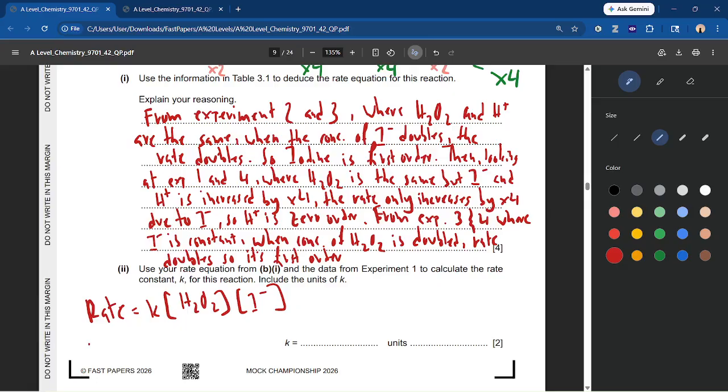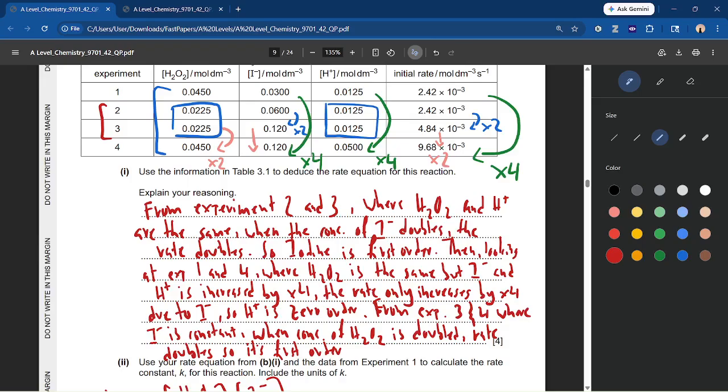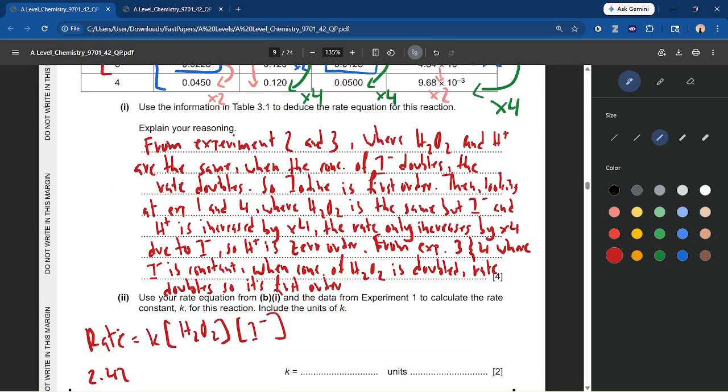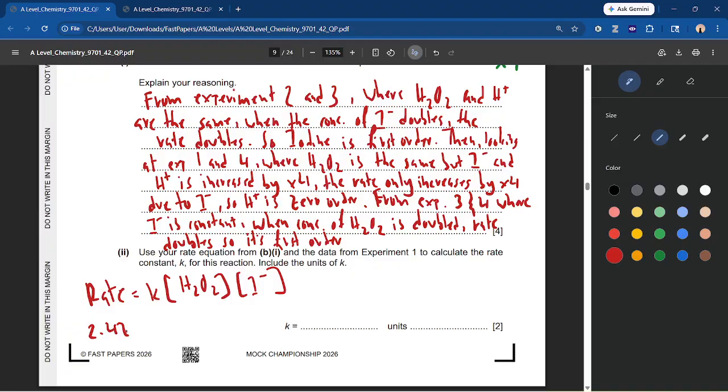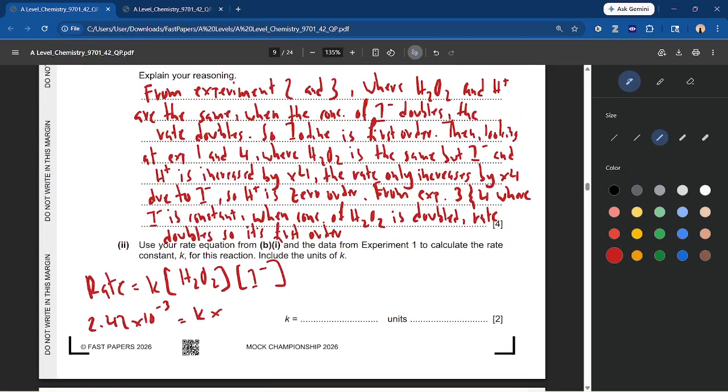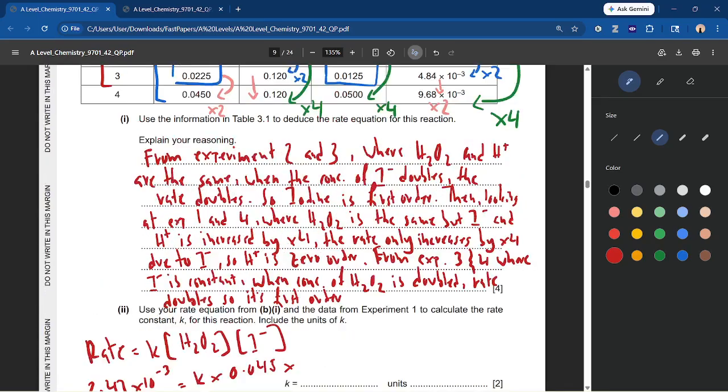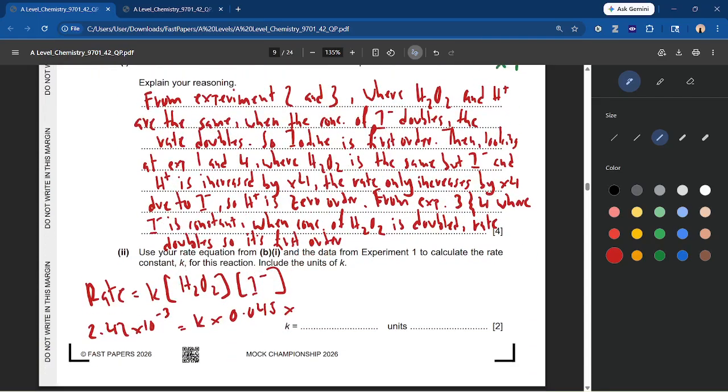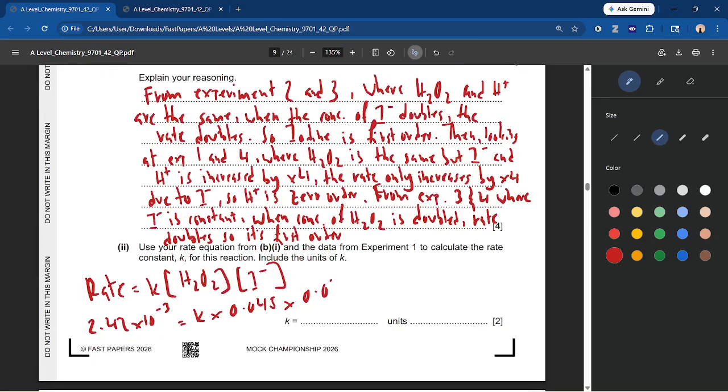So 2.42 into 10 to the power minus 3 is equal to K times 0.045 times 0.03. And then if you do the math, you should get to around 1.79.